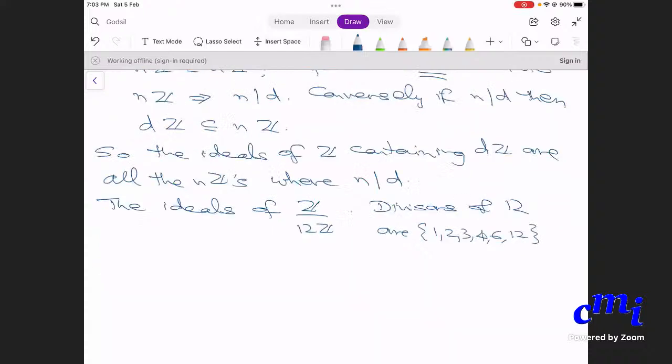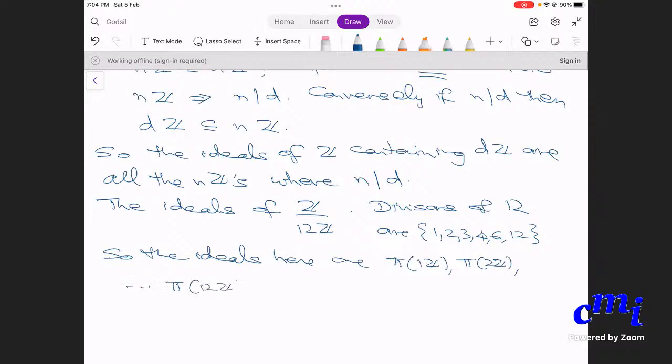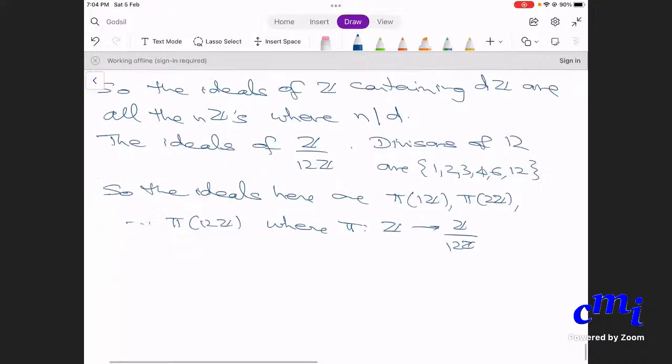So what are the ideals of Z mod 12Z? The ideals here are pi of 1Z, pi of 2Z, up to pi of 12Z, where pi is the map from Z to Z mod 12Z, which takes pi of some k to k plus 12Z. That's k bar. So how many ideals are there? 1, 2, 3, 4, 5, 6 ideals. There are exactly 6 ideals in this ring, and the 6 ideals are the images of 1Z, 2Z, and so on up to 12Z. Right. So this gives you a way of seeing what the ideals in quotient rings are, and this is important to know. Okay.